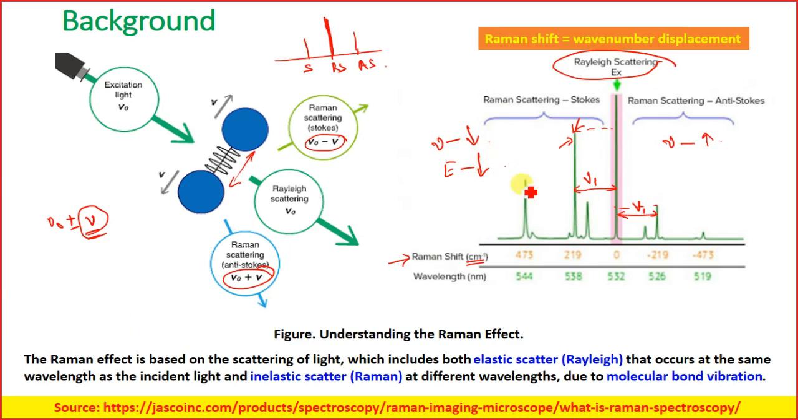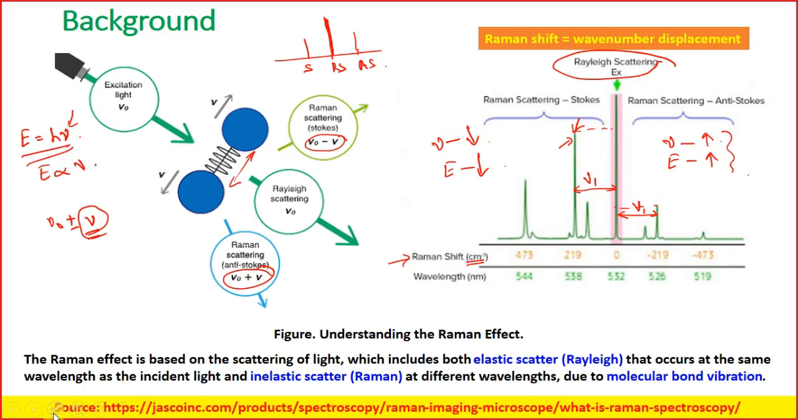When frequency is low, energy is low, and when frequency is high, energy is also high. Why is this so? This is because E equals h mu, as we all know. So when mu is high, E will be high, because E is directly proportional to mu.